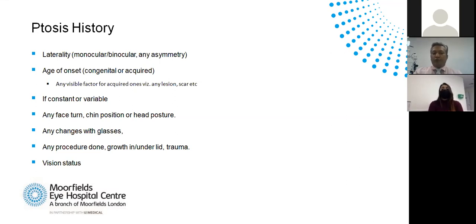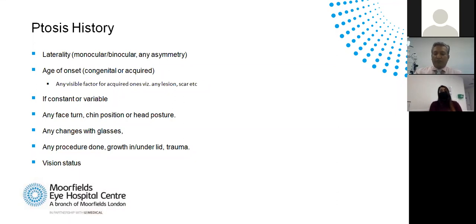Then any procedure done, if there was any lid trauma or any growth in or on the lid, like there could be any tumorous growth or any nodule, or say there was a growth which has been removed, and after that the lid is not opening properly. All this information is very important. Along with this, one very important part is the vision status.